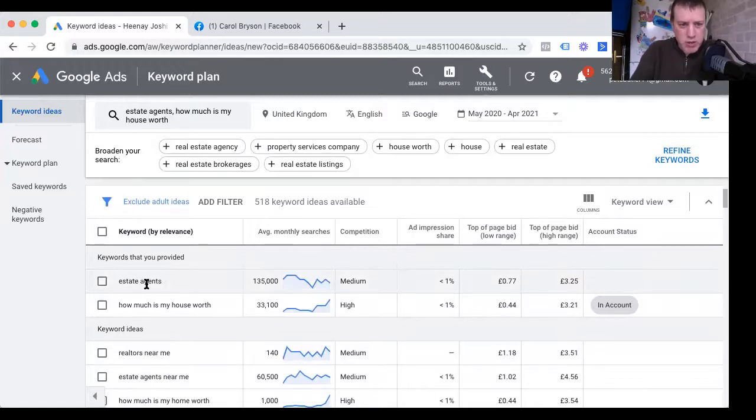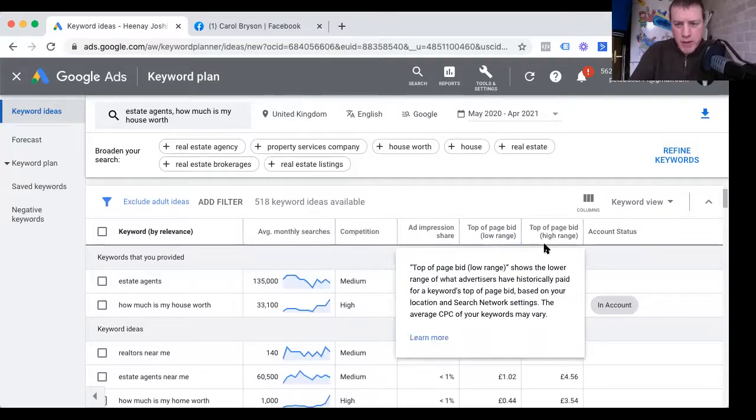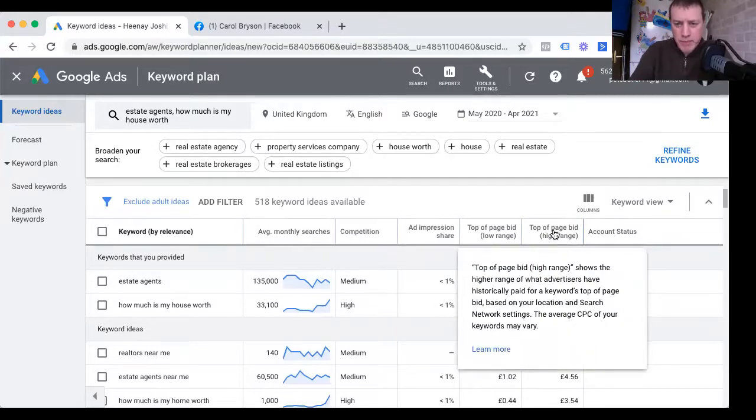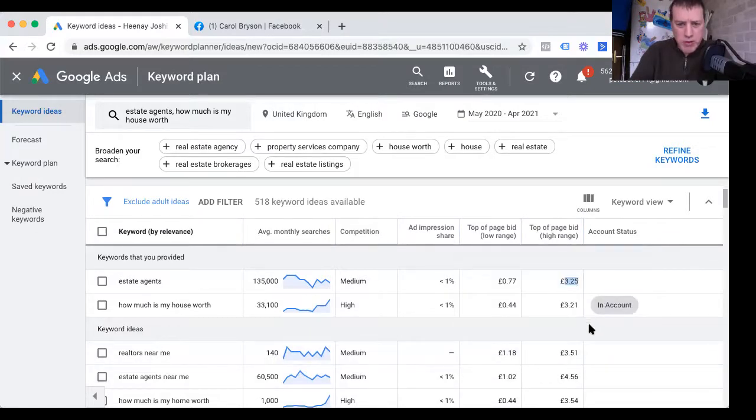So we've got 135,000 looking for estate agents. Medium competition. Average £3 a click, £3.25 to be at the very top of Google. Google are saying there's a low range here at 77 pence, about $1. And then at the top range, you're looking at £3 to £4, about $6-7 thereabouts.